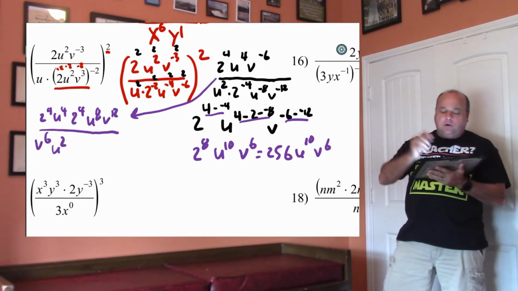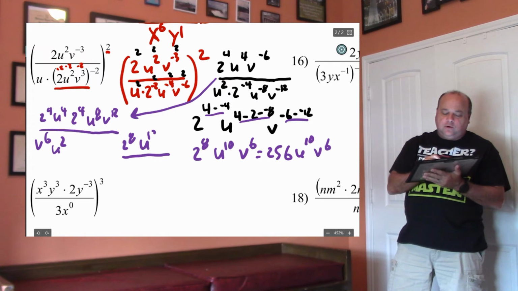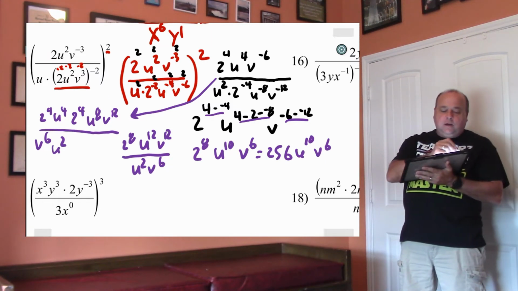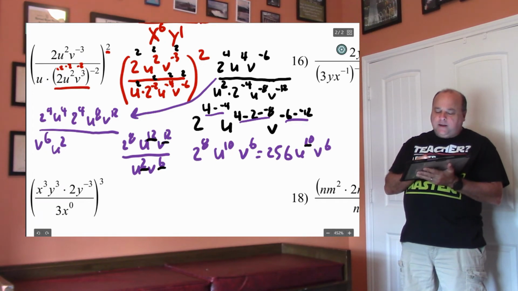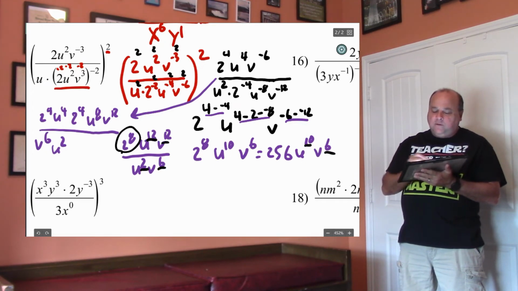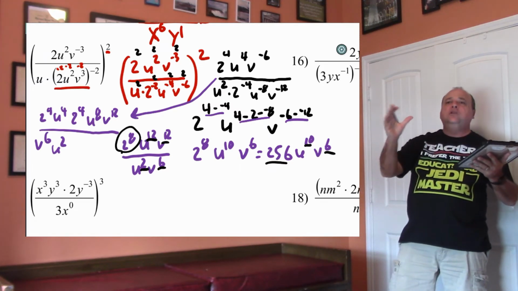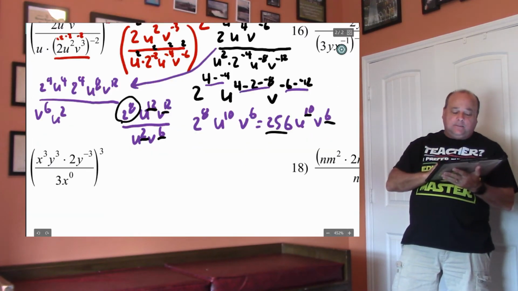Now then, group up your like terms. Okay, you would have 2 to the 8th. You have 2 u's on top, so u to the 12th, v to the 12th, and then u squared v to the 6 on the bottom. Okay, so what do I do right here? If I do 12 minus 2, 12 minus 2 is my 10, and then 12 minus 6 is my 6, and then 2 to the 8th is 256. Okay, so whichever way you want to do this, work it out, okay? I'm doing it both ways every single time.